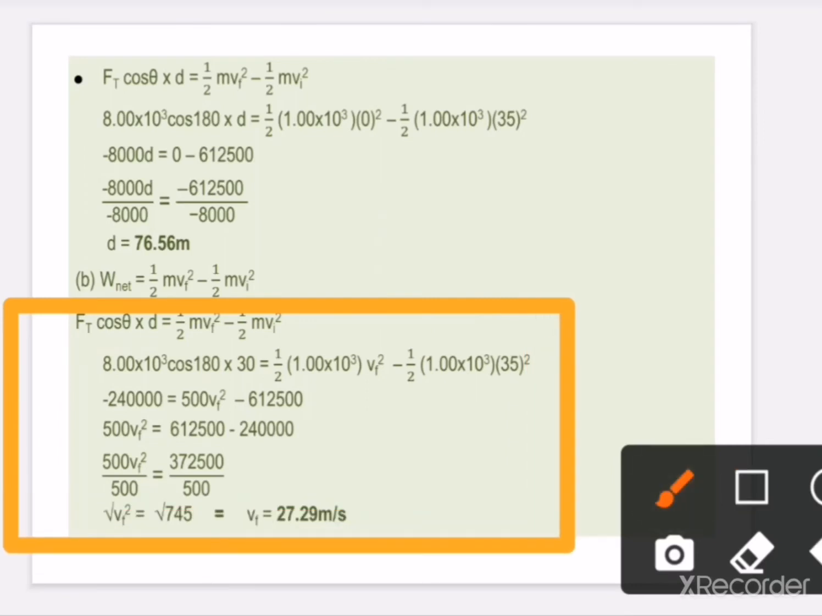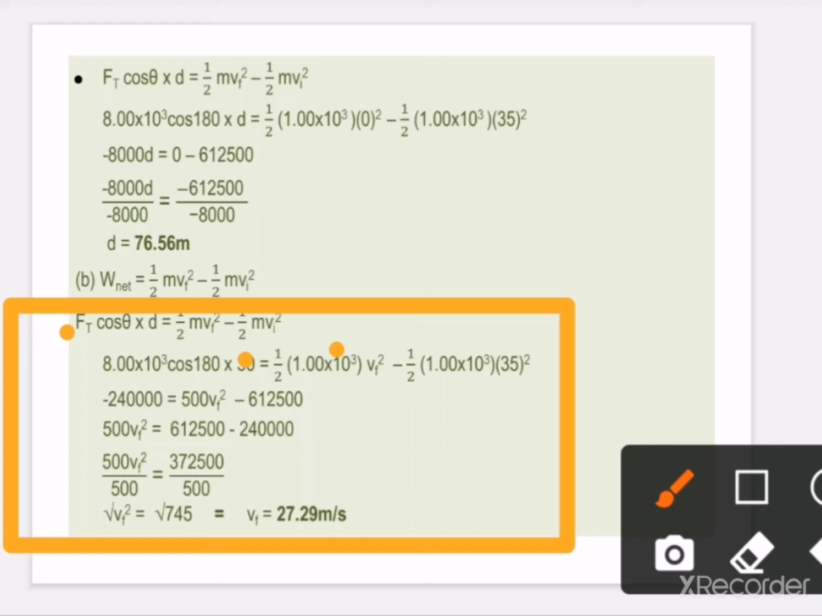So what we have done here is replaced this by 8,000, which is 8.00 times 10 to the power 3. Cos 180, because they are in opposite directions, and then we put our distance 30 here because that's what we're given in the question. And then on this side, we have to get the change in the kinetic energy. So this here is the final kinetic energy, half m vf squared, where vf is the final velocity.